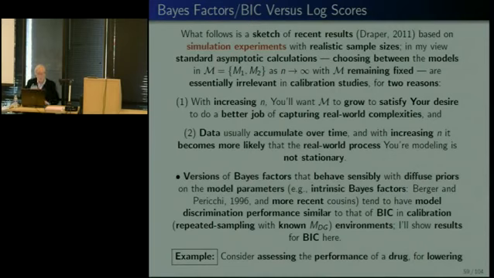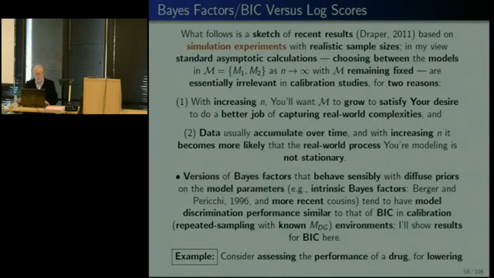So bottom of page 59, there are some versions of Bayes factors that do behave sensibly with diffuse priors on the model parameters. A method called intrinsic Bayes factors, invented by Berger and Luis Pericchi some years ago, started this stuff off, and there have been a number of more recent cousins, including the paper that I worked on with Fouskakis and his friend Ioannis. Anyway, those versions of Bayes factors that behave sensibly tend to have model discrimination performance that's similar to that of BIC in calibration environments where we're doing repeated sampling with a known data generating mechanism.